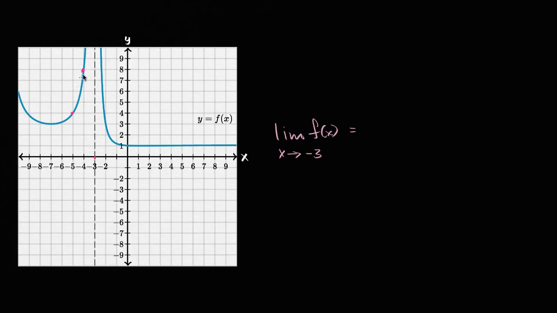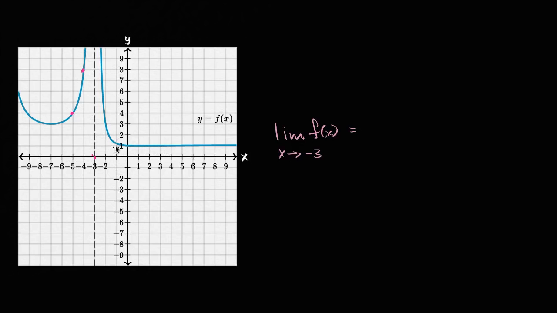If we continued with this trend, and if we were to asymptote towards this line right over here, this vertical asymptote, it looks like as we get closer and closer to negative 3, the value of the function at that point is getting closer and closer to infinity. At least that's what it looks like from what we can see on this graph as we approach negative 3 from the left-hand side. Well, let's think about what happens as we approach negative 3 from the right-hand side.